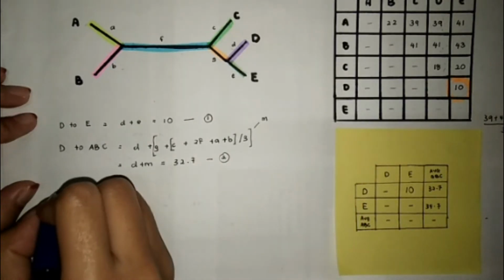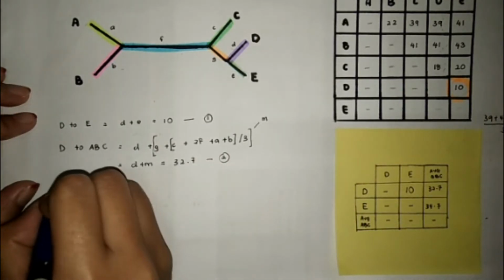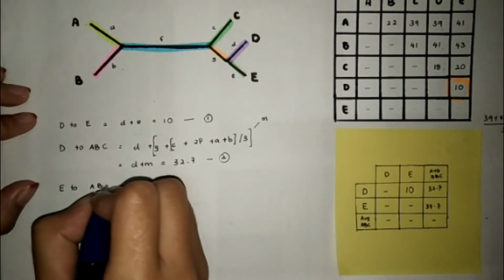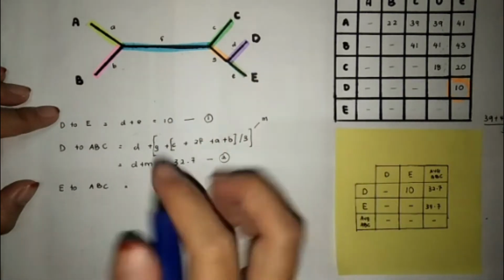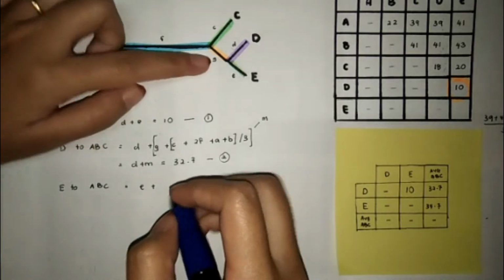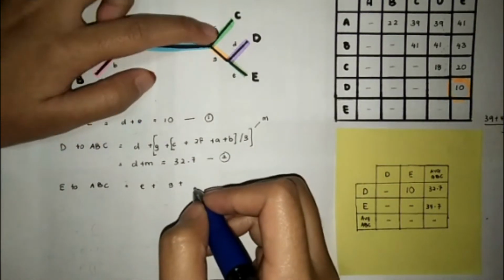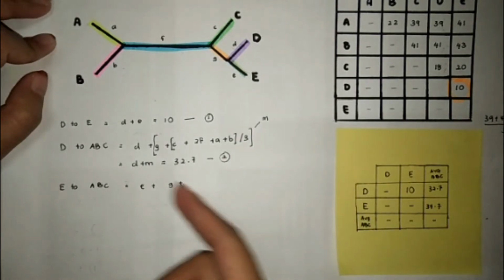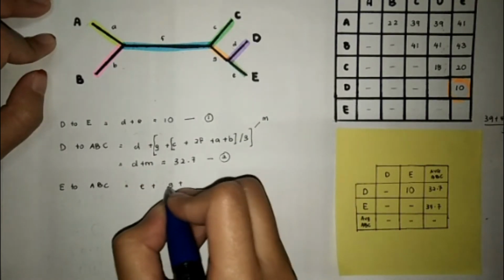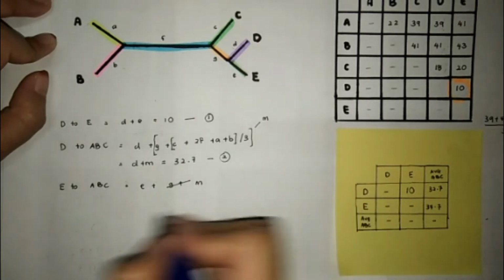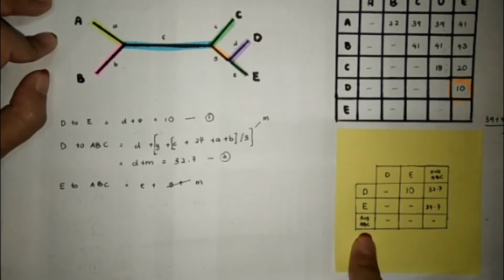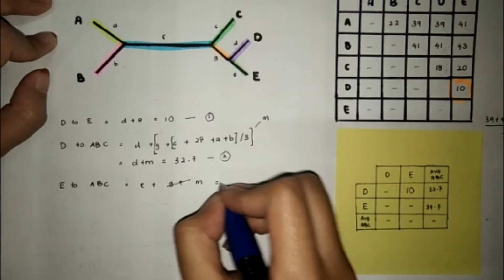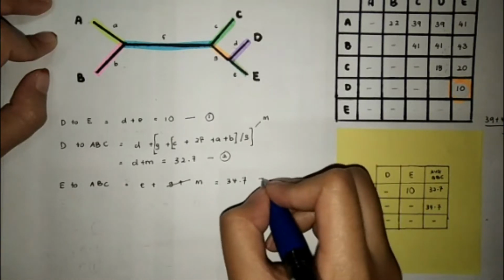Okay, proceed to the next step. We will need to find the distance of E to ABC. So the distance of E to ABC is noted by E plus G plus C plus 2F plus A, and it is the same as our M. To make it simpler, we just substitute it as M. So E plus M is the distance of E to ABC. From this table, we can find that the distance of E to ABC is equal to 34.7, and this will be our third equation.